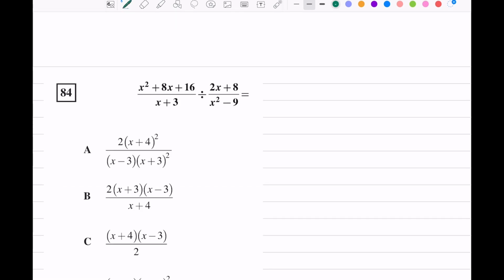x squared plus 8x plus 16 over x plus 3, this fraction divided by 2x plus 8 over x squared minus 9. So we're dividing fractions, and when we do that, we multiply by our second fraction flipped. So we keep our first fraction the same, and we multiply by our second fraction flipped.